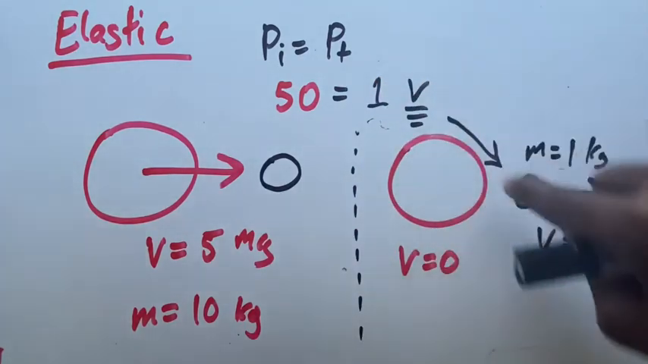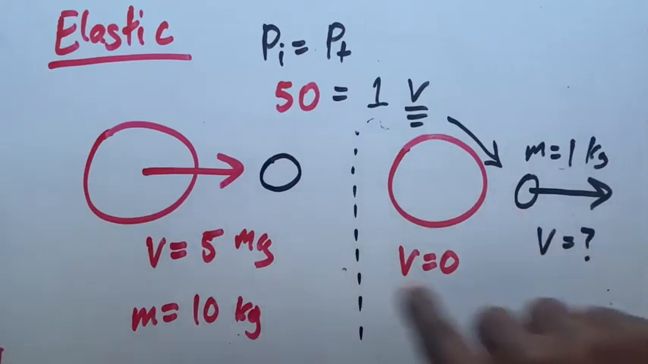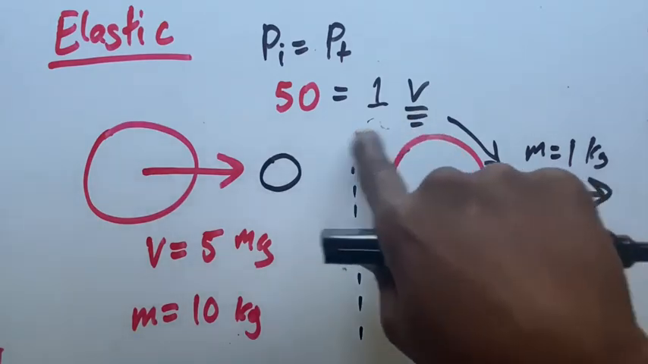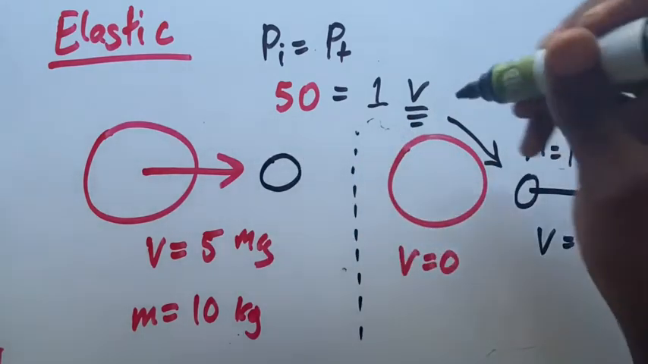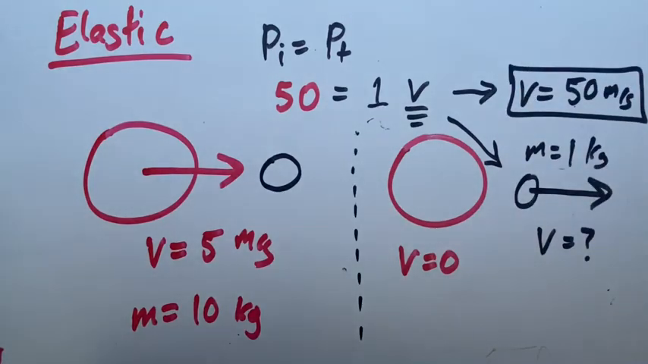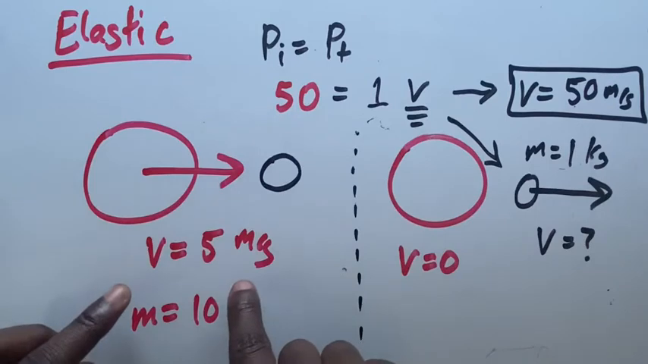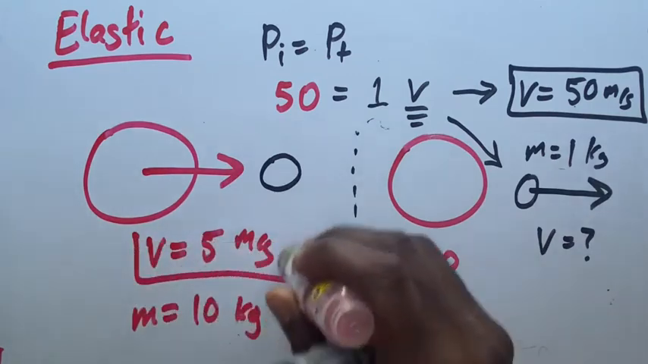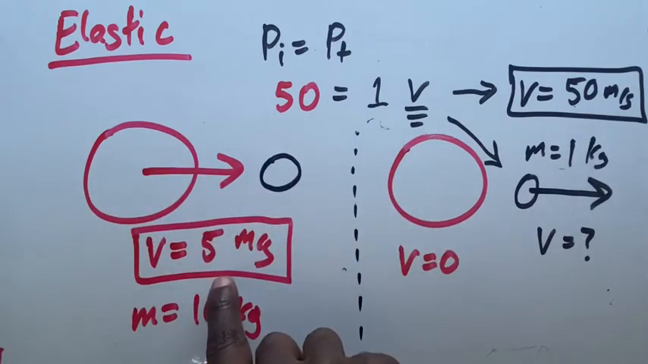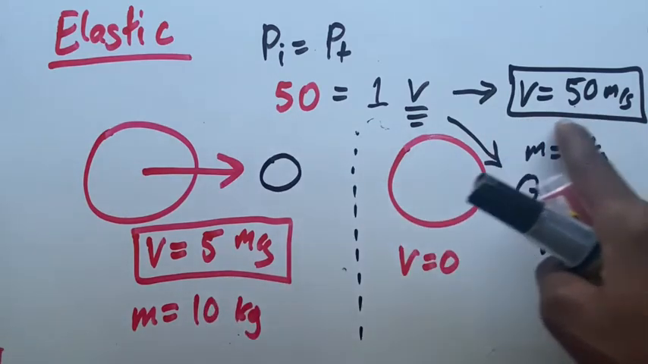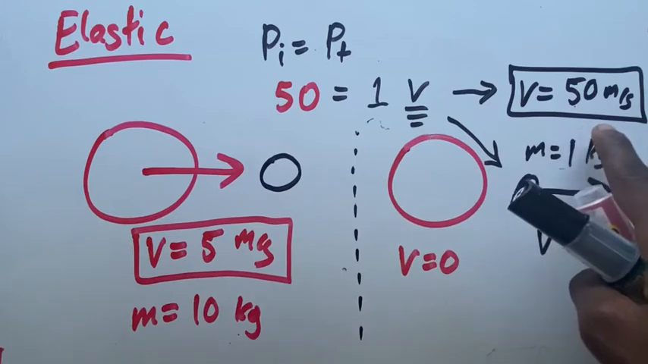And so we could solve for the velocity of the smaller ball after they collide. So the velocity of the smaller ball is going to be, we're dividing 50 by 1, so the velocity is going to be 50 meters per second. So notice the bigger ball had only a velocity of 5 meters per second. But once it collided with the smaller ball, it went a lot faster. Now it's going 50 meters per second.